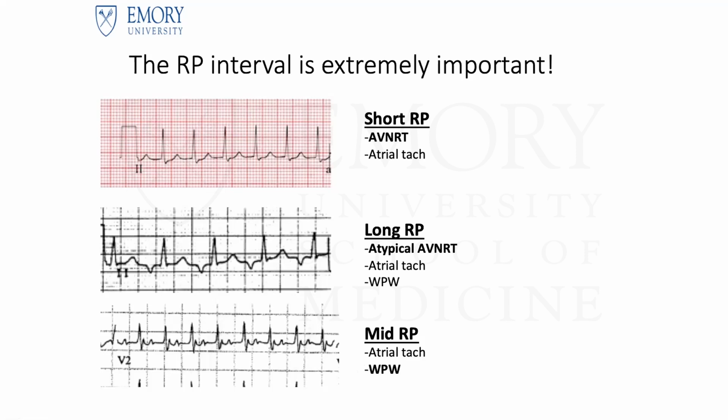So that's how we think of them. The short ones are AVNRT, when the P wave is really right behind the QRS, and atrial tachycardia can be there as well with that long first-degree block. And then the mid ones are often more likely WPW.